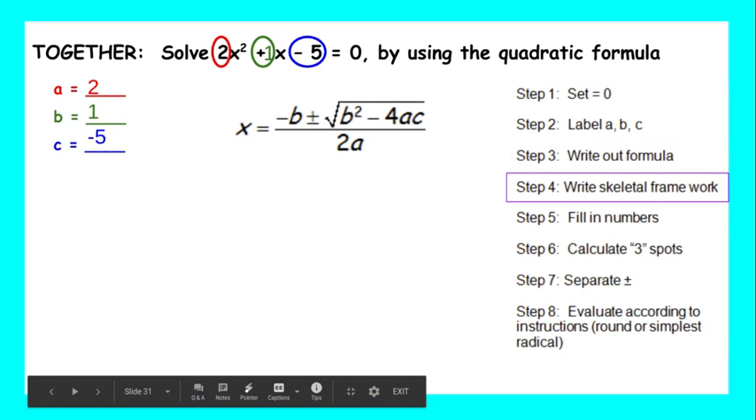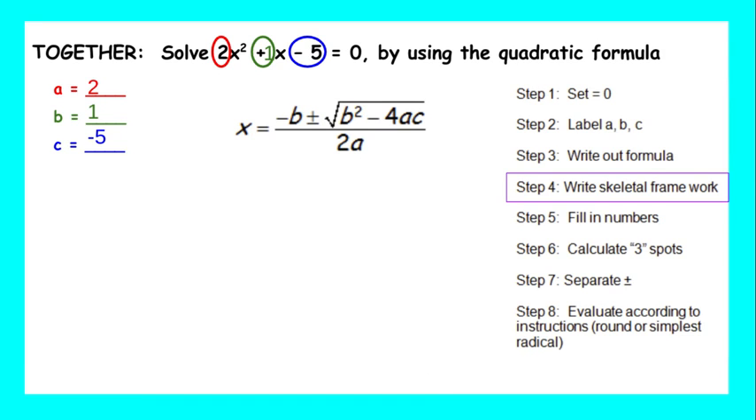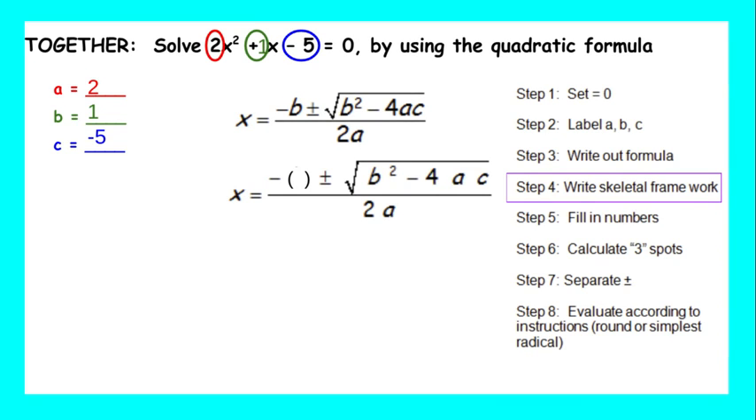Now, step 4 says write the skeletal framework. Well, what I mean by the skeletal framework is every time you see a variable, you're going to replace it with a parenthesis. Now, this is to avoid mistakes. A lot of people make mistakes when replacing or substituting the numbers in, so I like to show you what I do so it makes it a foolproof method. So every time I see a variable, I'm going to replace it with parentheses. So if you notice, I have negative parenthesis plus minus the square root.